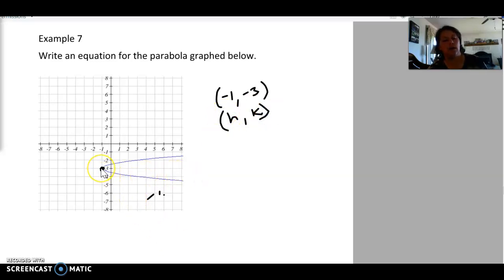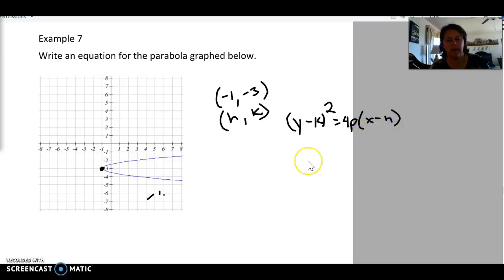So for our vertex, our focus, and our directrix, the x values are going to be the ones that are changing. So we know that it's going to be in the format of (y minus k) squared equals 4p times (x minus h). We know h and k, but we need a little more information to be able to figure out p. So let's write in everything that we know. k is going to be -3, so (y plus 3) squared is equal to 4p times (x plus 1).